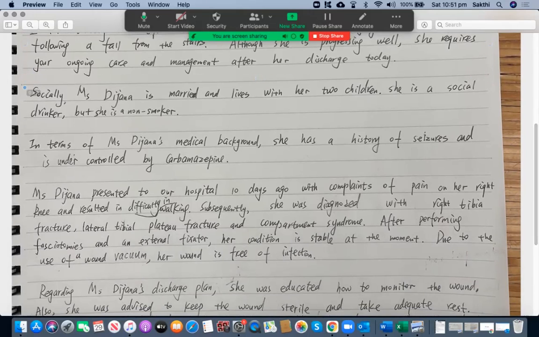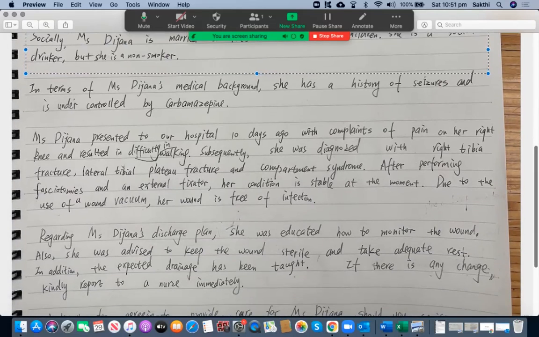Then the next paragraph. Socially, Miss Dijan is married and lives with her 2 children. She is a social drinker, but she is a non-smoker. Okay, that's good. So yeah, this one is all right. There's no grammar mistake here as well. Let's go to the next one.